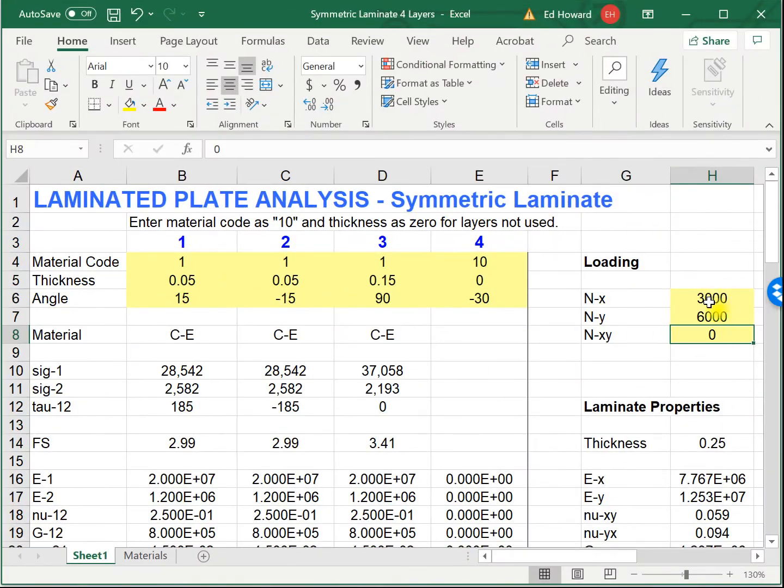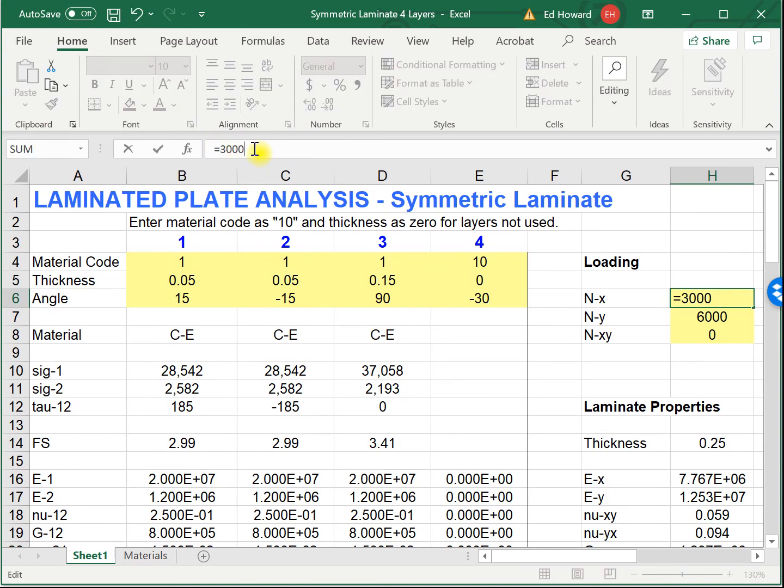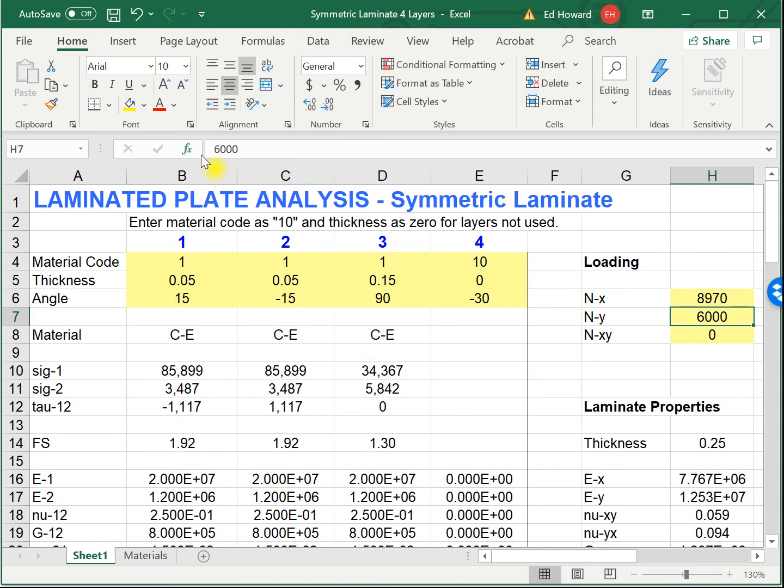and so here we put it in at 1,000 psi with the 3,000 and 6,000. There are our factors of safety. Now what I want to do is we'll just ratio these up by that factor of safety. So 2.99 being our factor. And so there we see the stress state at the predicted failure.